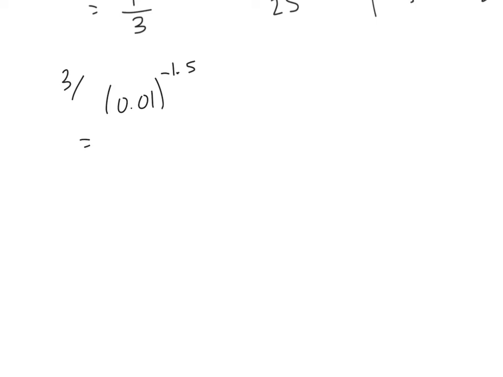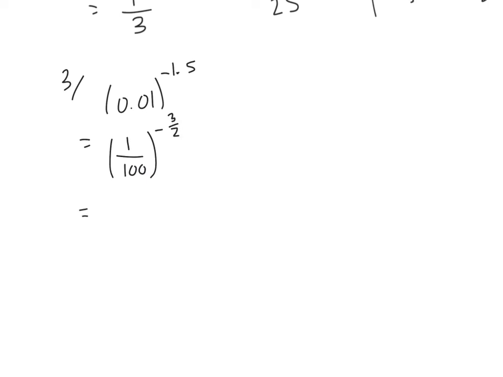Okay, 0.01 to the power of negative 1.5. It's better to write these as fractions. We can understand them better and work with them more easily. So 0.01 is 1/100th, and negative 1.5 is negative 3/2.